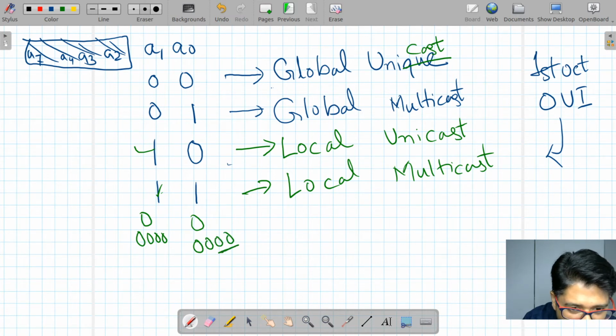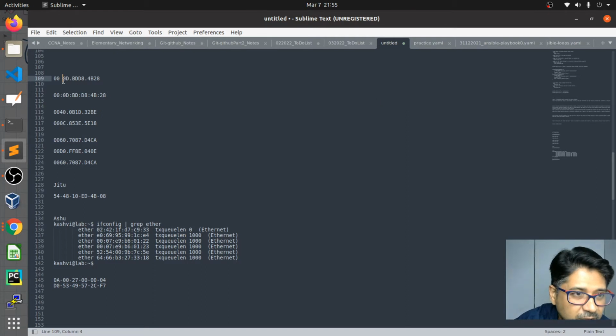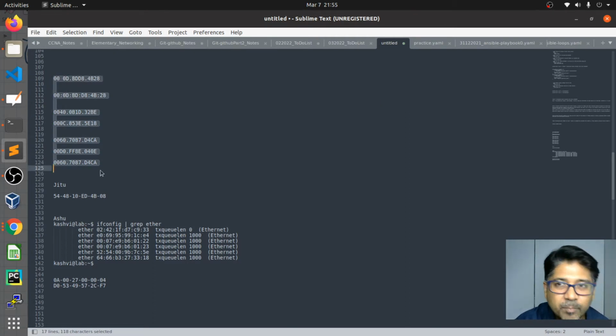So what do you mean by 00? Global unicast. So this MAC address, whatever we use in Packet Tracer, is simply global unicast. Okay.